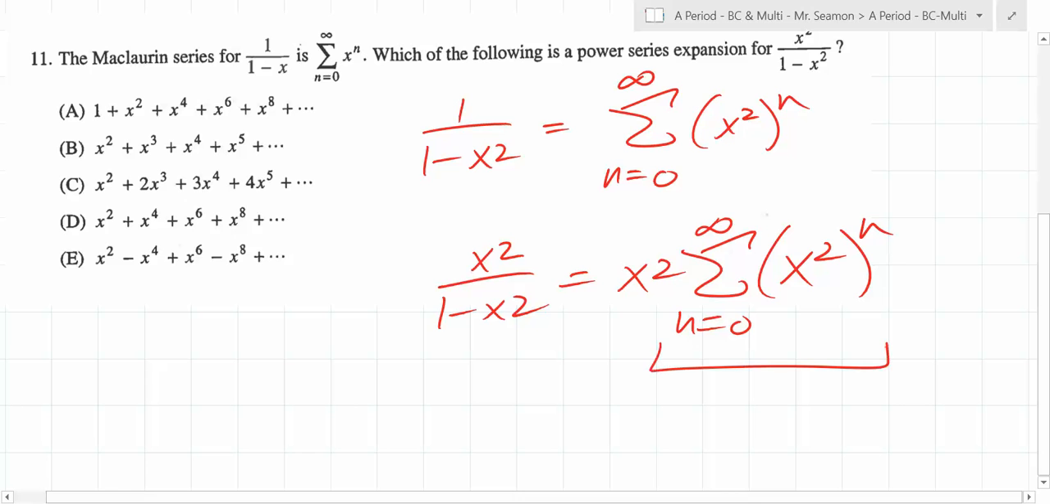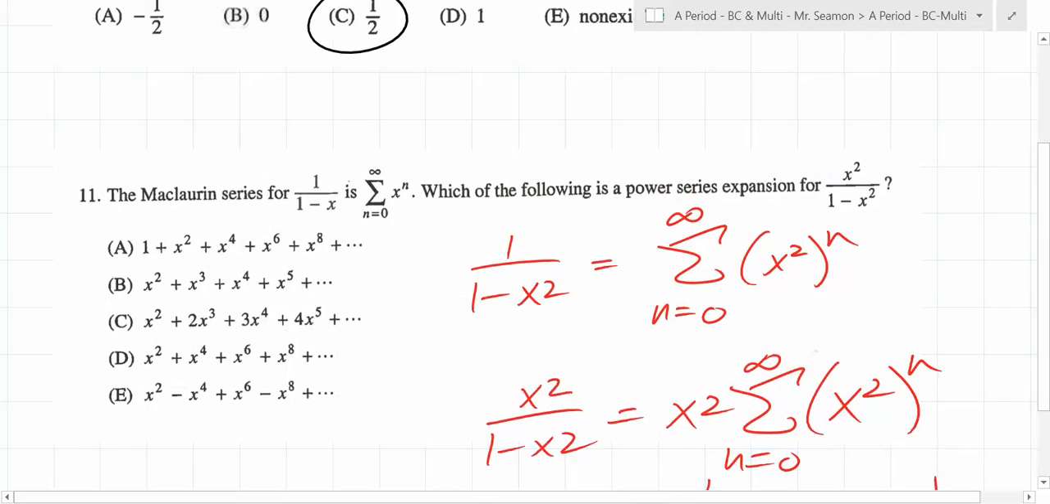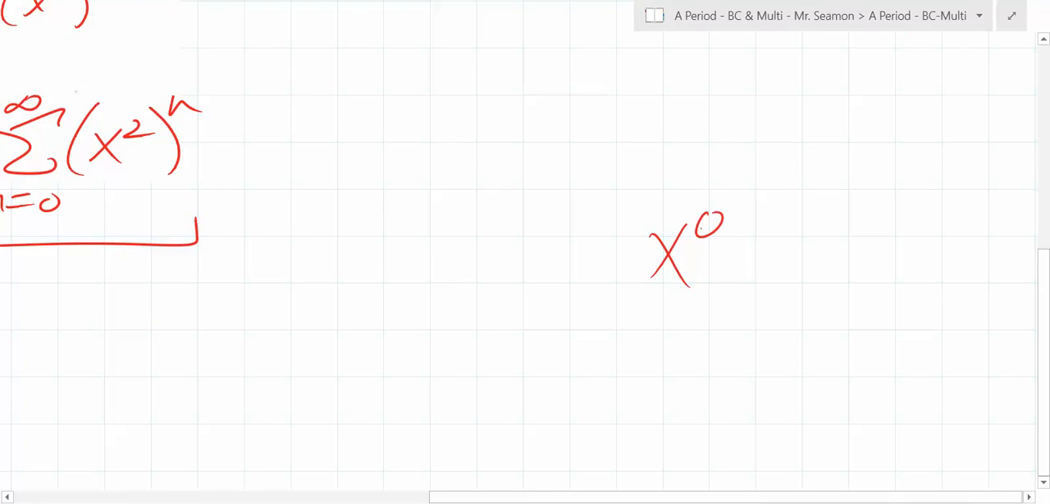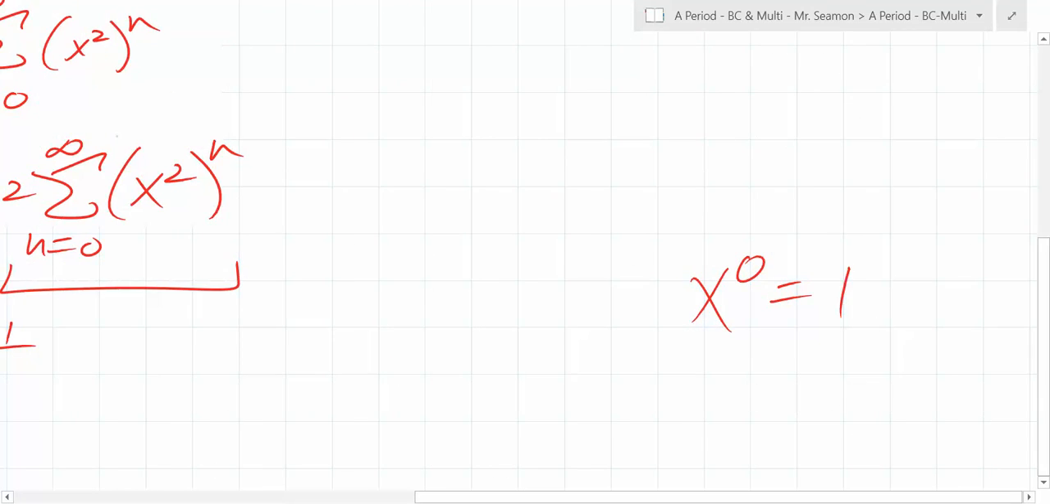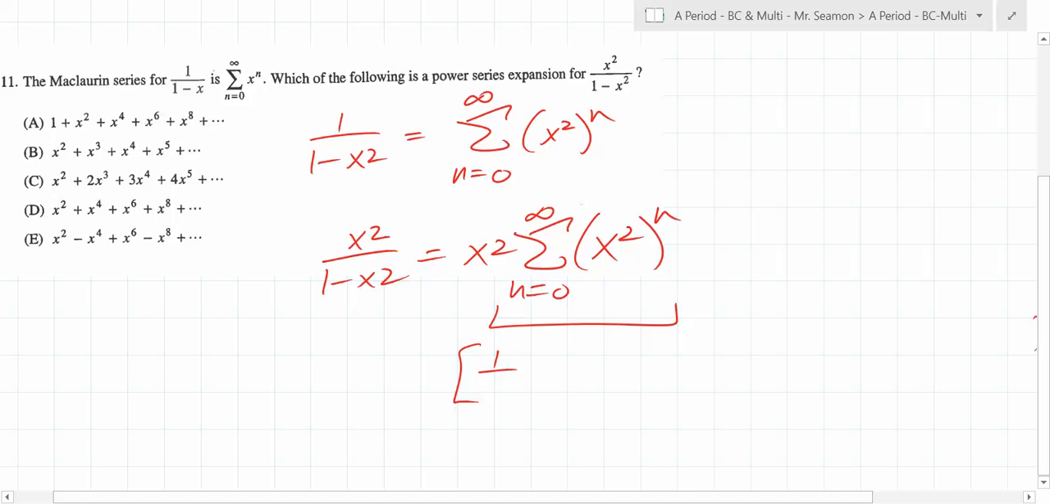Yeah. So write this out. When n is 0, what's the first term? X to the 0. What is x to the 0, everybody? 1, right? It's going to be 1 times x squared. Wait, hold on, kids. The sum goes from n equals 0, right? So the first one is x squared to the 0.